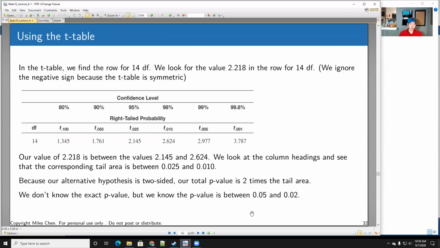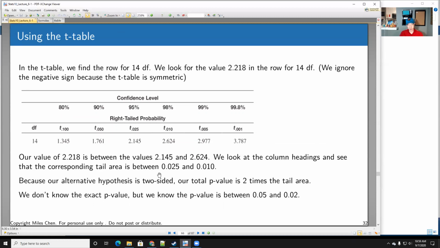And we go to our table, looking at the table for 14 degrees of freedom. I look up 2.218, which is in between the columns for 0.01 and 0.025. So I know that my tail area, I don't have an exact value, but I do know my tail area is between 0.01 and 0.025.